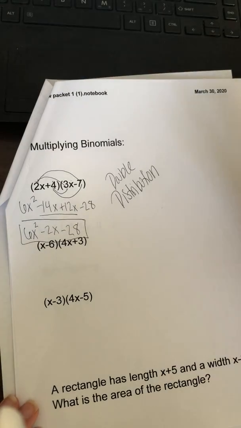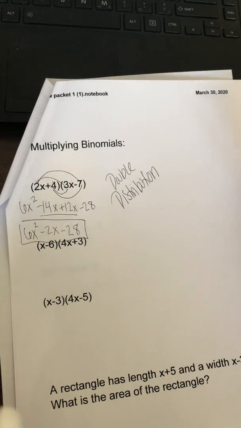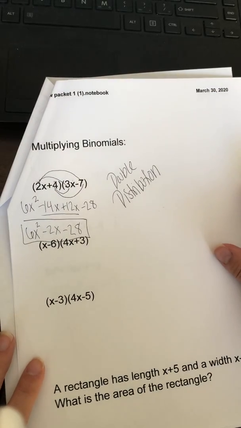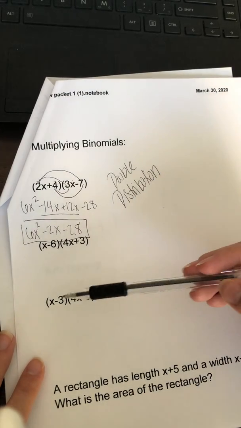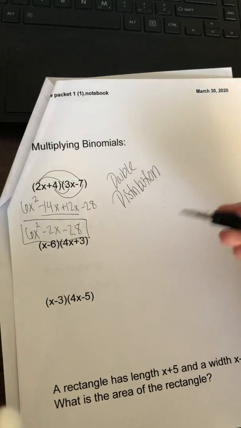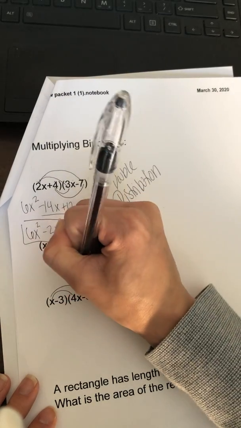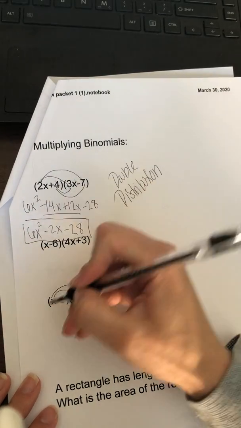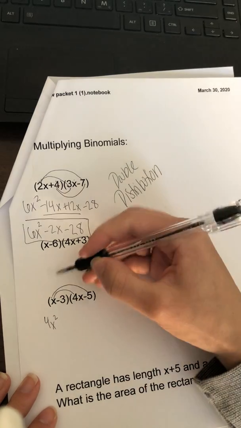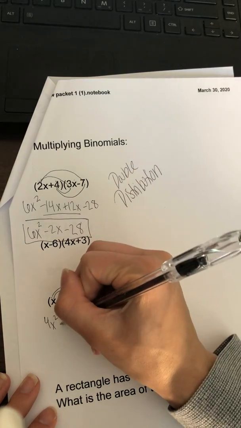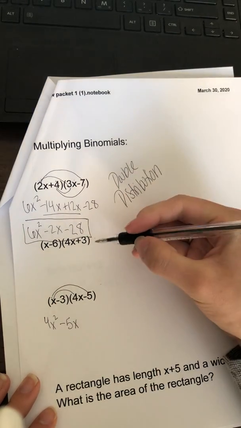And again, we've done these this year in class, like in review sets, but just to kind of refresh, we'll do another one together. Let's do this last one. So go from left to right. First I'm going to distribute the x over. So x times 4x is 4x squared, and x times negative 5 is negative 5x.